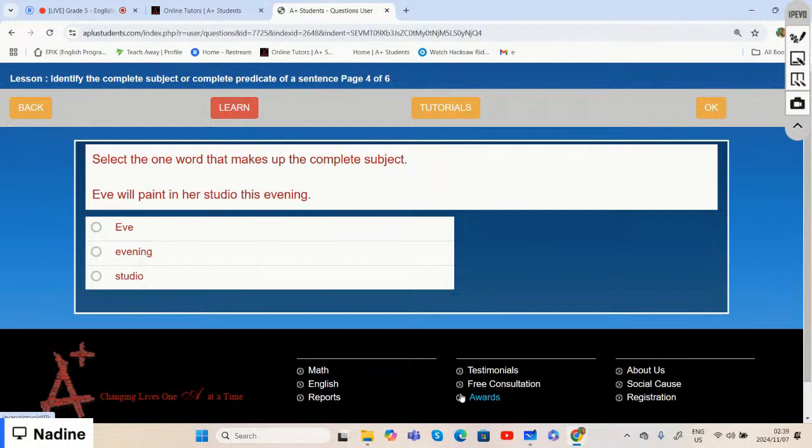The next one says Eve will paint in her studio this evening. We need to select the one word that makes up the complete subject. Is it option one, Eve? Is it option two, evening? Is it option three, studio? Which one is correct?